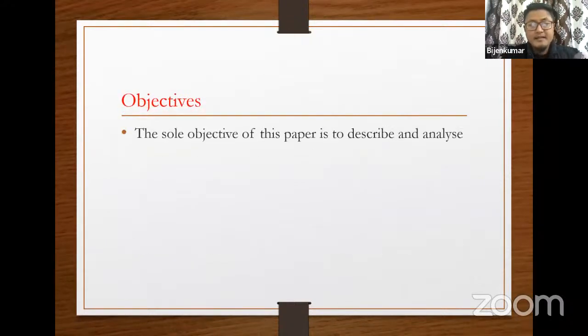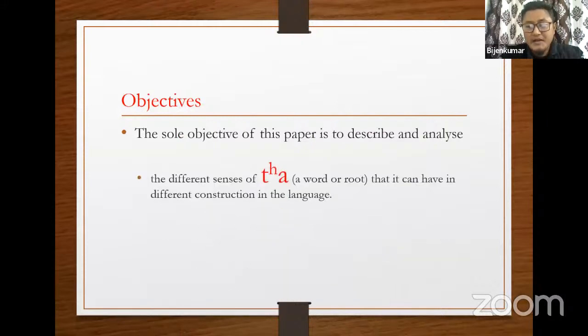The objective of our presentation in this paper is to describe and analyze the different senses of Ka, which is a root, and can sometimes be a word also. How many interpretations or senses or whatever meaning it can give in different constructions in Meiteilon. This is the sole objective of our presentation.